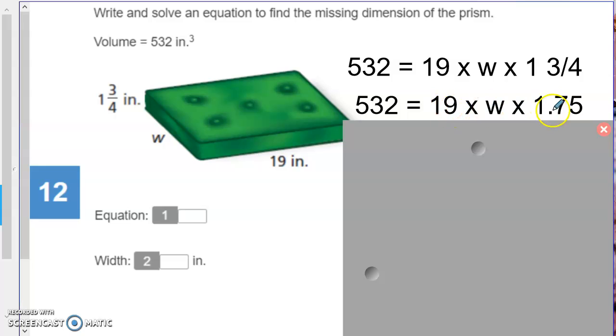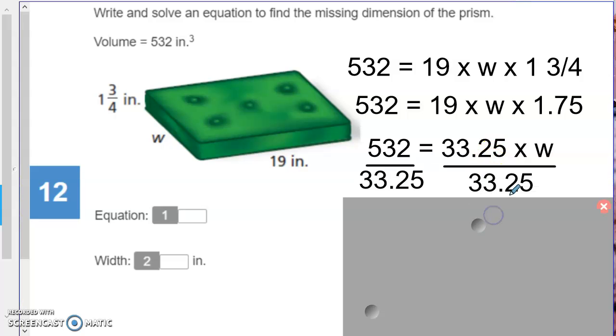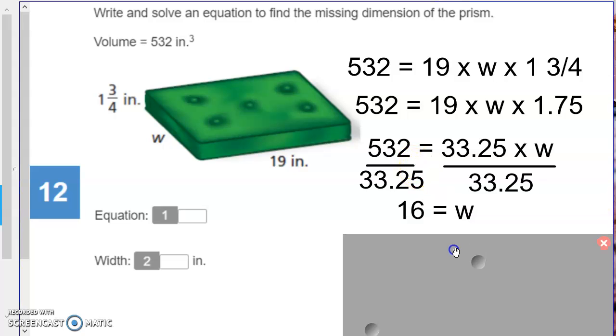So just like last time, I want to multiply those two numbers together. 19 times 1.75 is 33.25. And 33.25 times W equals 532. Well, to undo multiplying by 33.25, I want to divide by 33.25 on both sides. So remember, top number divided by the bottom number. 532 divided by 33.25 is 16. So that would be the number that would go into this blank.